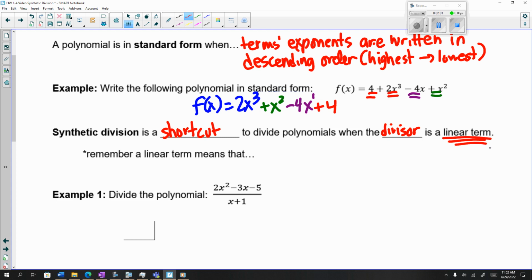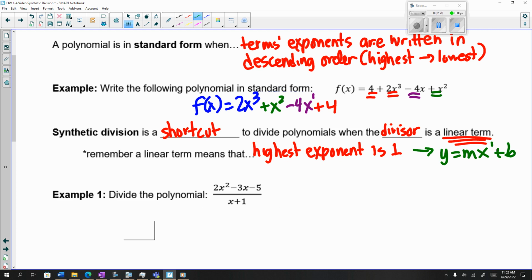So what is a linear again? A linear means that the highest exponent is 1. And a linear, if you remember from geometry, is in the form y equals mx plus b, where the x is to the first power. Okay, so if we're dividing by a linear divisor, then we can do synthetic division. Otherwise, we can't. So let's look at an example now.